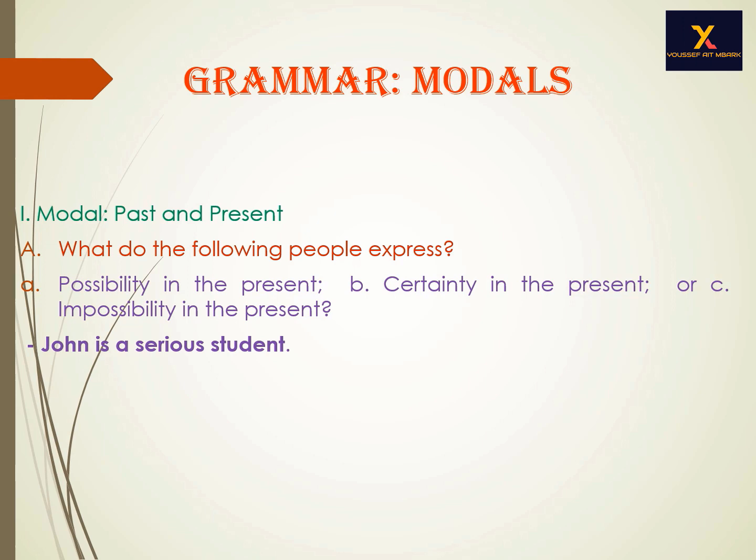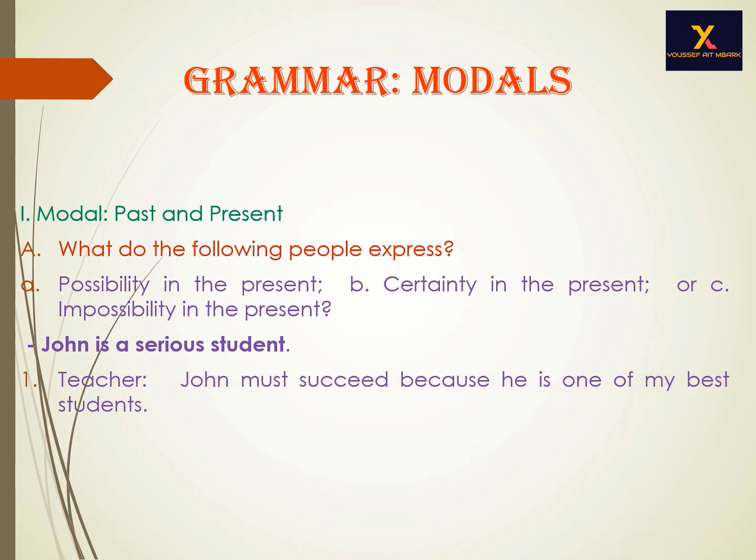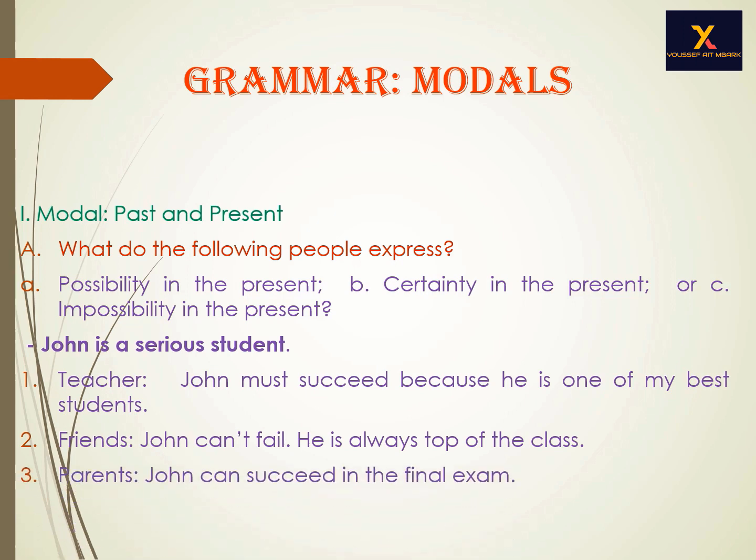John is a serious student. This is what his or her teacher said about him. John must succeed because he is one of my best students. His friends said, John can't fail, he is always top of the class. His parents said, John can succeed in the final exam. Take 5 minutes to do the exercise and then compare your answers with the ones that are in this video.